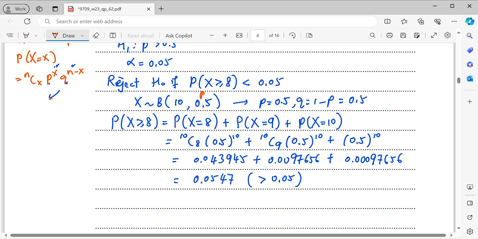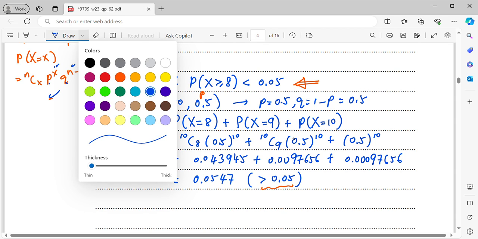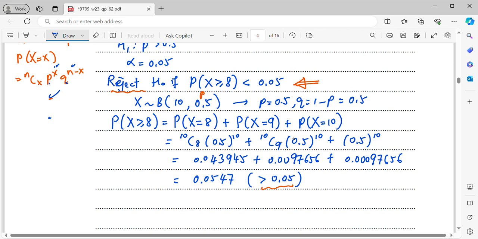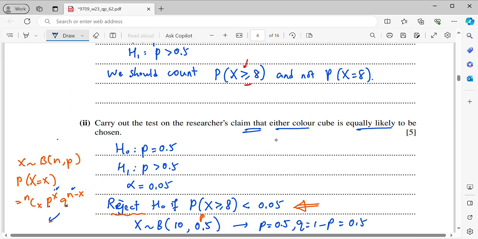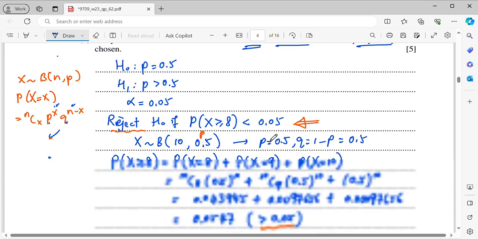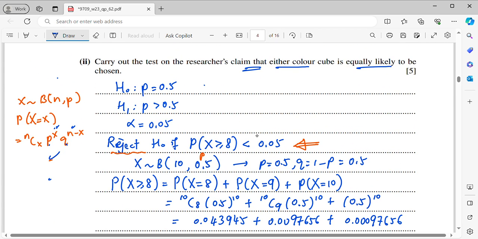Now, according to this rejection criteria, if it is greater than 0.05, we cannot reject H0, right? Because it should be less than 0.05. So now here I will just write: since P(X greater than or equal to 8) is greater than 0.05, do not reject H0. Okay, so when we do not reject H0, what is the conclusion? We want to check whether the claim is equally likely or not. So if we do not reject H0, that means it will be equally likely.